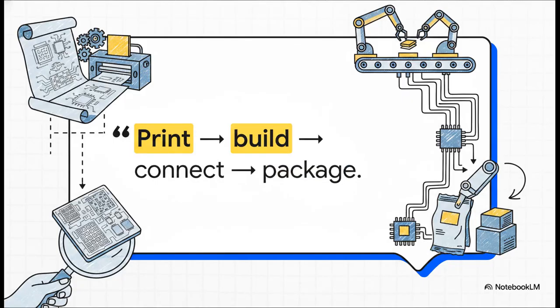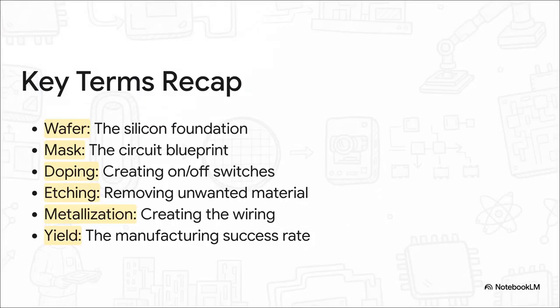I know, that was a ton of information. But look, if you only remember one thing from all of this, let it be this super simple trick. Print, build, connect, package. That's the whole thing in a nutshell. You print the blueprint, you build the structures, you connect the grid, and you package it up for the world. Simple as that. Let's do a real quick rapid-fire review of those key terms.